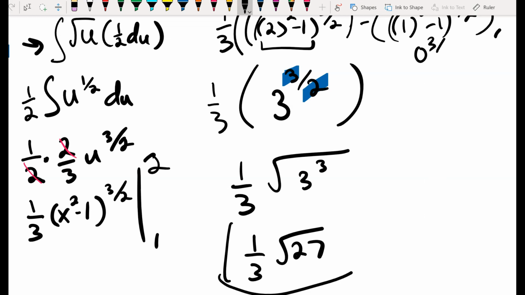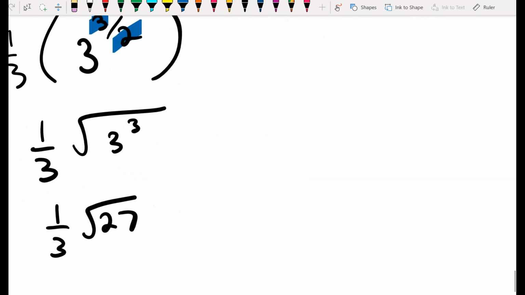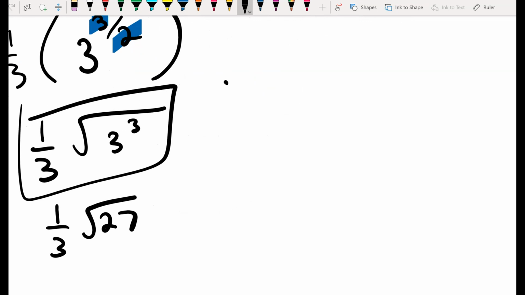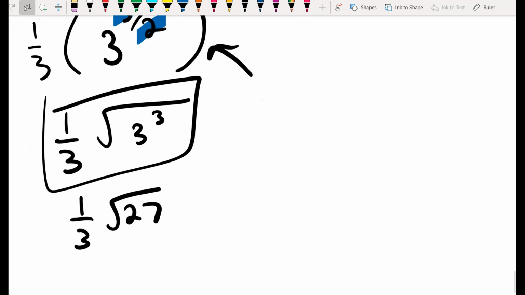Now, this is going to simplify under the radical. I could actually break that down into 9 and 3. If you really wanted to simplify all the way here, you could. Since you don't have a calculator, you don't have to. Something like this, or even something like our previous answer, 1/3 times 3 to the 3/2, is perfectly acceptable.